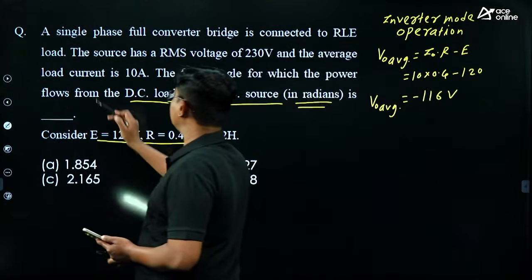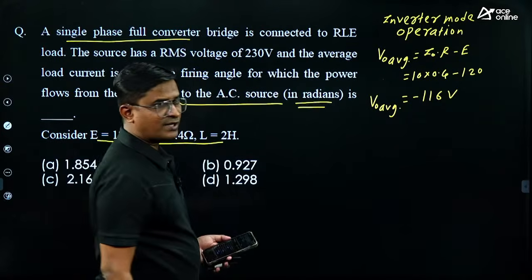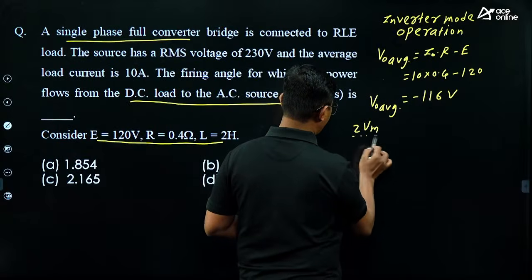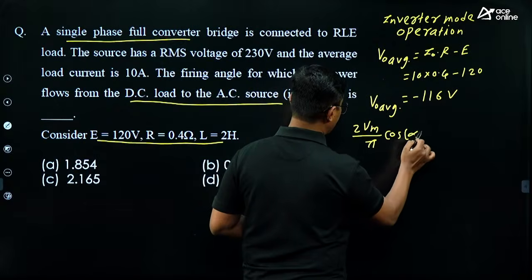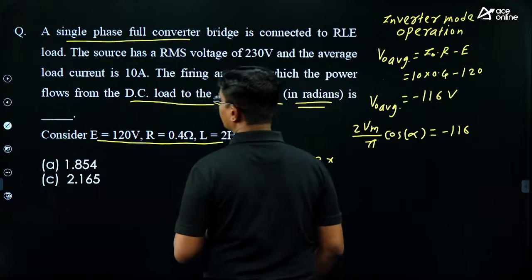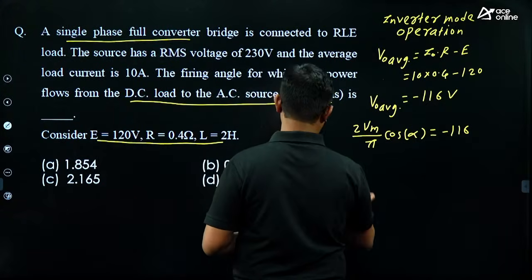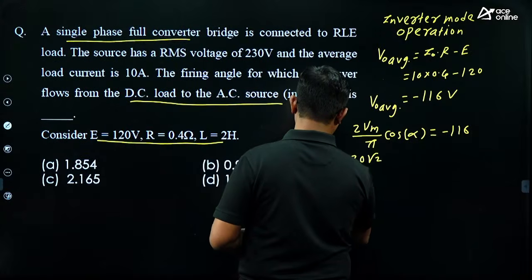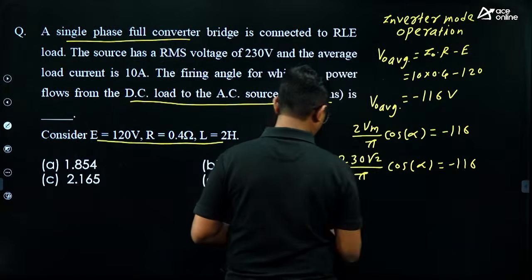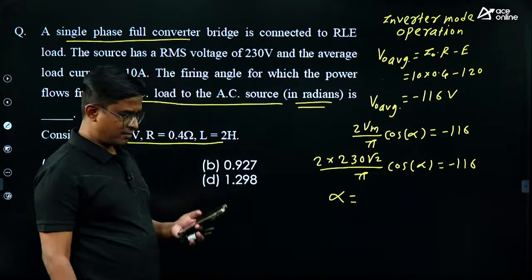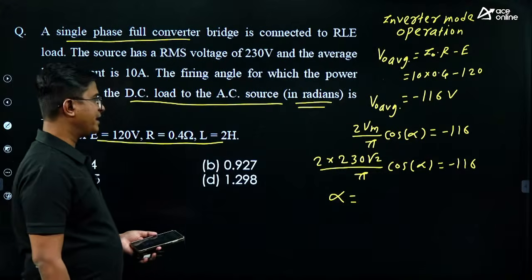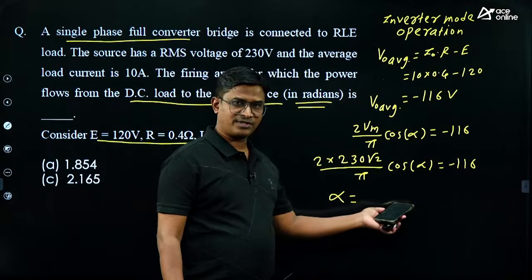Which converter are they talking about? Single phase full converter, for inverter mode operation. What is the V0 average? 2 Vm by pi into cos alpha, that is equal to minus 116. So we can put the value: 2 into peak value of supply, 230 root 2, upon pi into cos alpha, that is equal to minus 116. Simplify this and you will get alpha. Alpha you will first get maybe in degrees, after that you are required to convert that to radians. You can check this calculation, that's it.